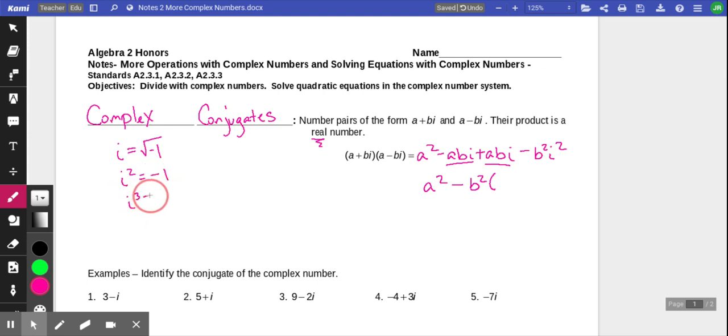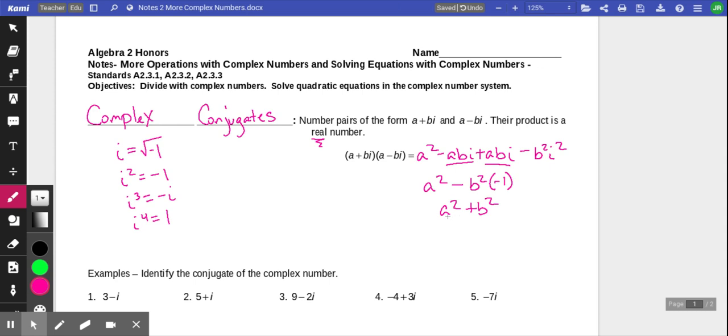Technically, if we were to write I to the third, this would be negative 1 times I, which is negative I. And I to the fourth is negative 1 times negative 1, which is positive 1. Okay, make sure you have those memorized. All right, so I would never leave it as I squared. I always simplify as much as possible, and I squared is negative 1. So this is going to give me A squared, and then negative B squared times negative 1 is plus B squared.